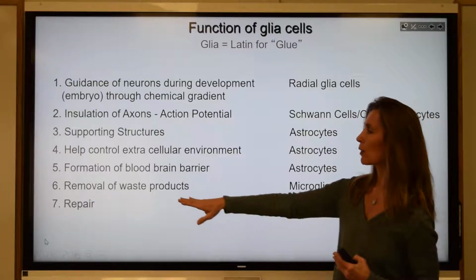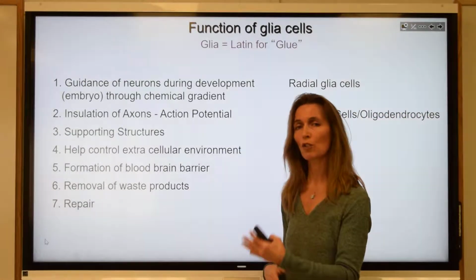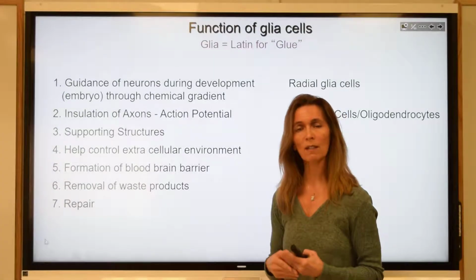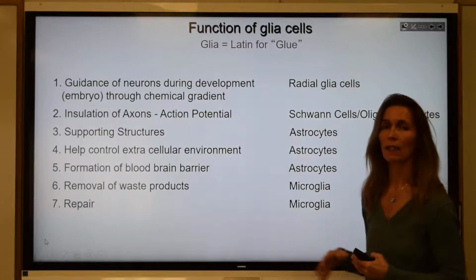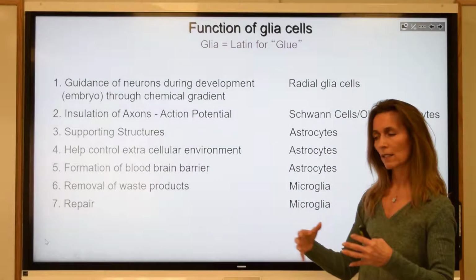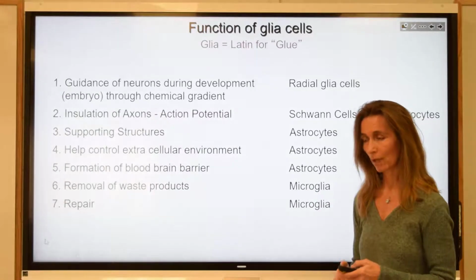And then finally, the removal of waste products and repair mechanisms when neurons degenerate or when metabolic end products need to be removed. There are microglia that play an important role that take up the debris and metabolize or discard of the debris.